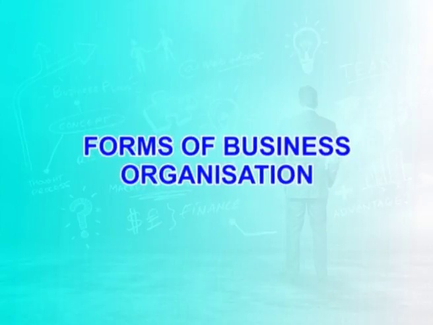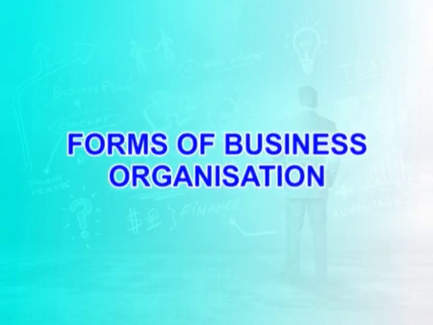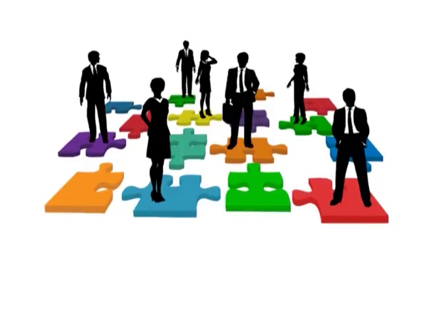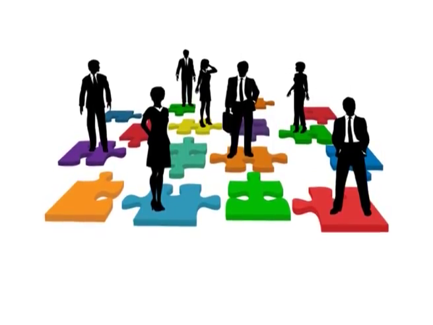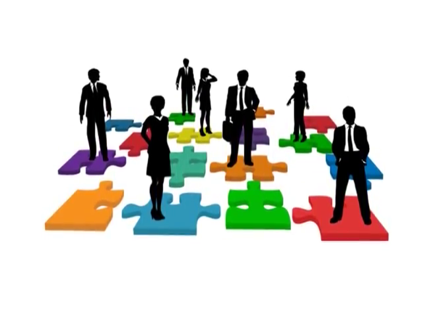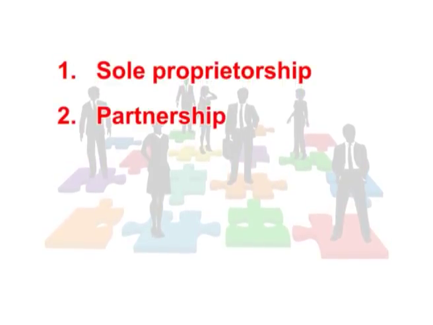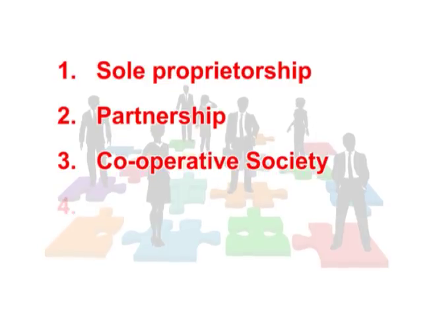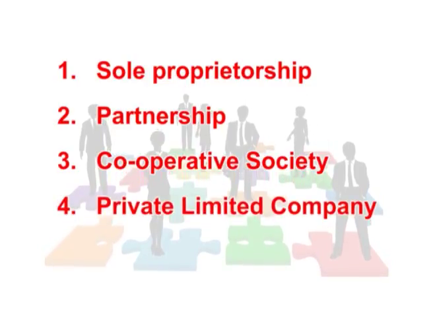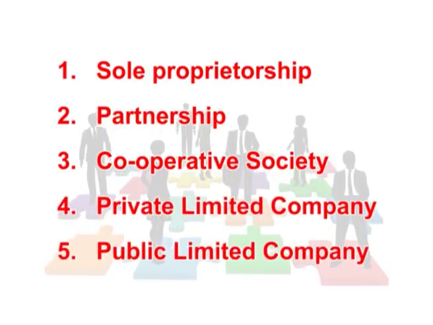Now, forms of business organization. A business organization usually falls in one of the following types in the Indian context. Number 1, sole proprietorship. Number 2, partnership. Number 3, cooperative societies. Number 4, private limited company. Number 5, public limited company.